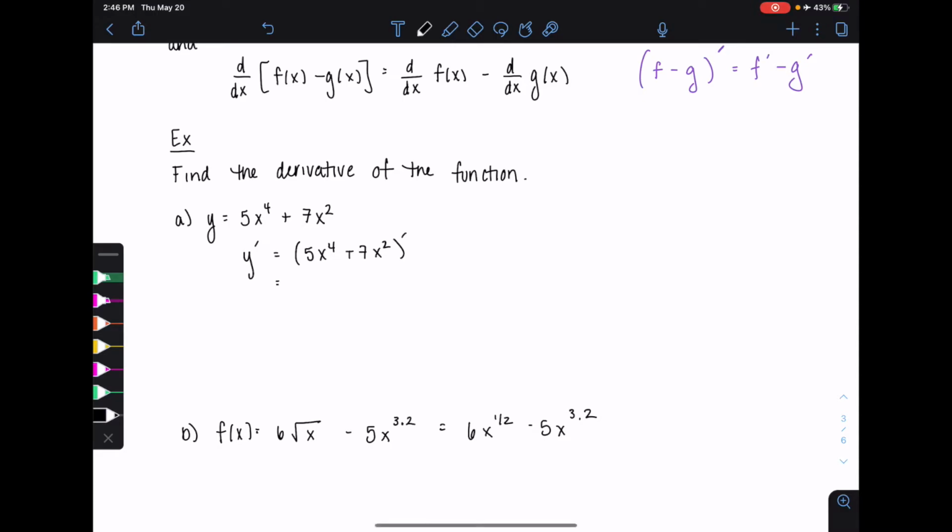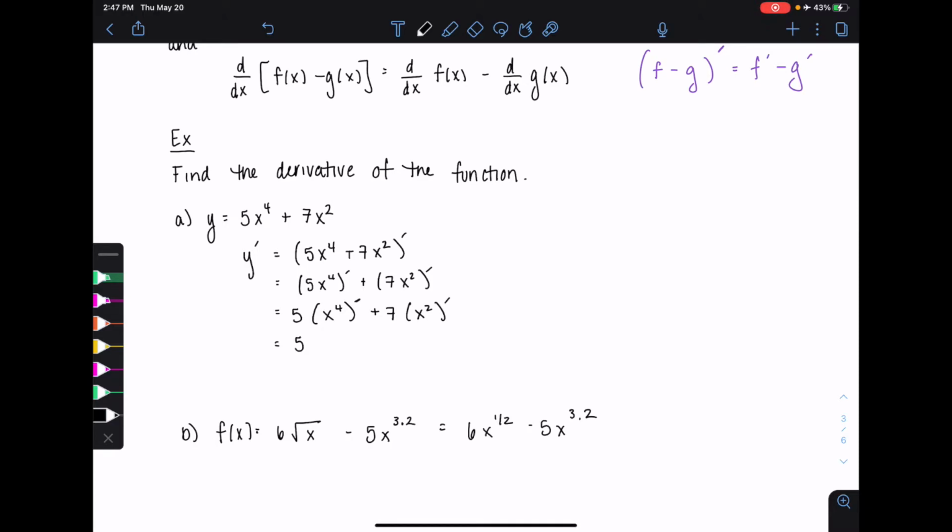So if I want the derivative of y, I'm taking the derivative of this function here. And my sum and difference rules tell me I can go ahead and take the derivative of each individually. Then these constants make no difference. They pop out. And I want to take the derivative of x to the 4th, the derivative of x squared.